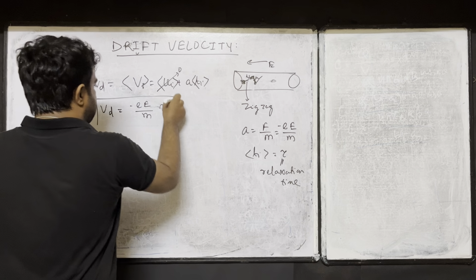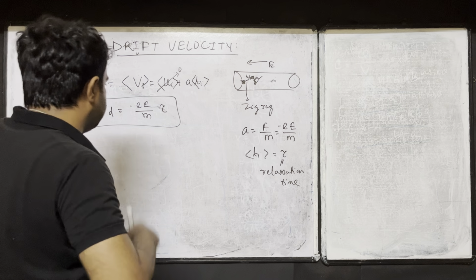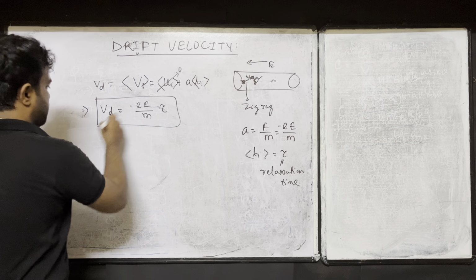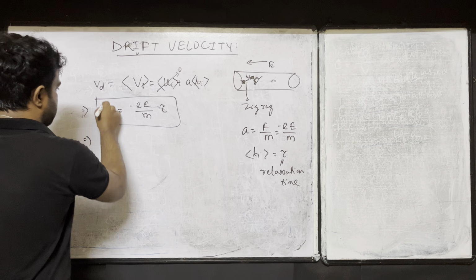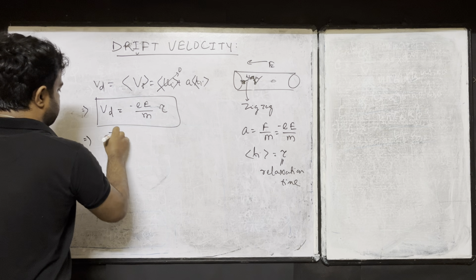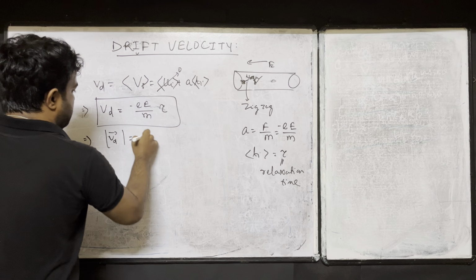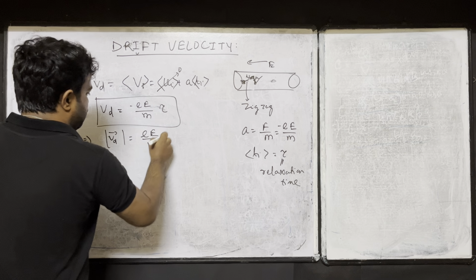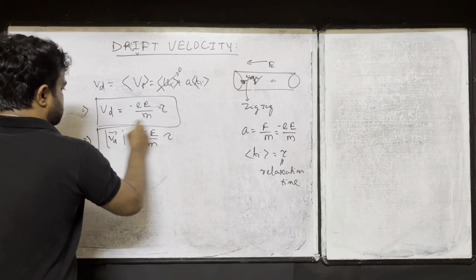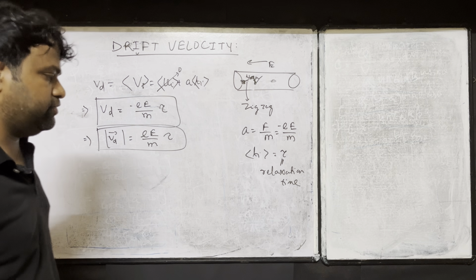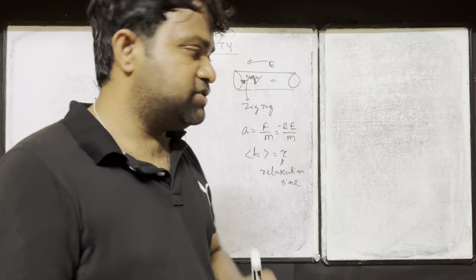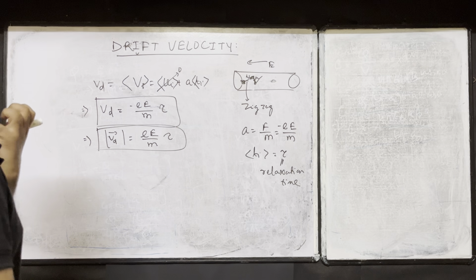If we take the magnitude of the velocity, it will be eE by m tau. So this is your drift velocity of the electron. This is the drift velocity of the electron, the concept of drift velocity.